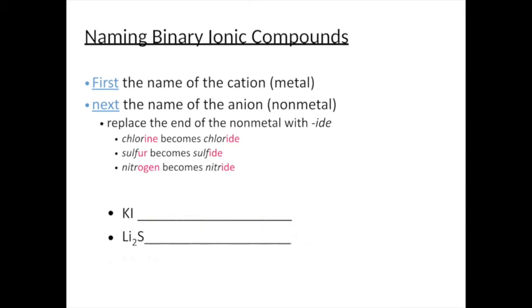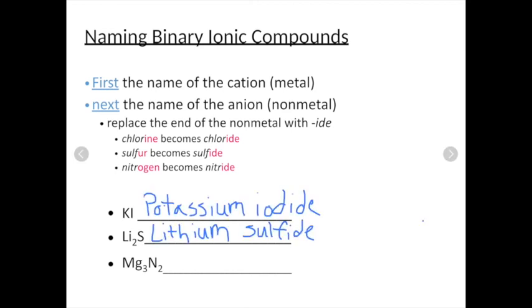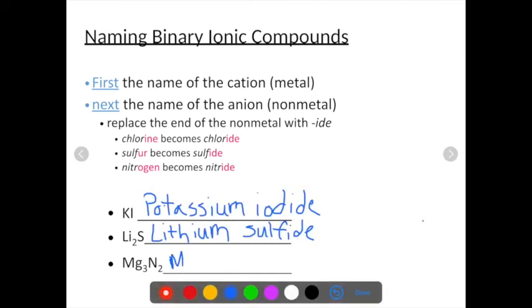Okay, one more. Mg is the symbol for magnesium. So magnesium. And then N is the symbol for nitrogen. Magnesium nitride. So there's no Greek prefixes there. Let's do a few more examples.